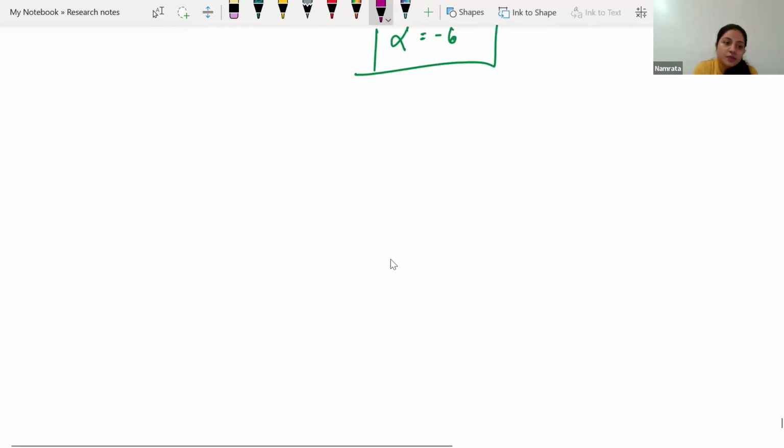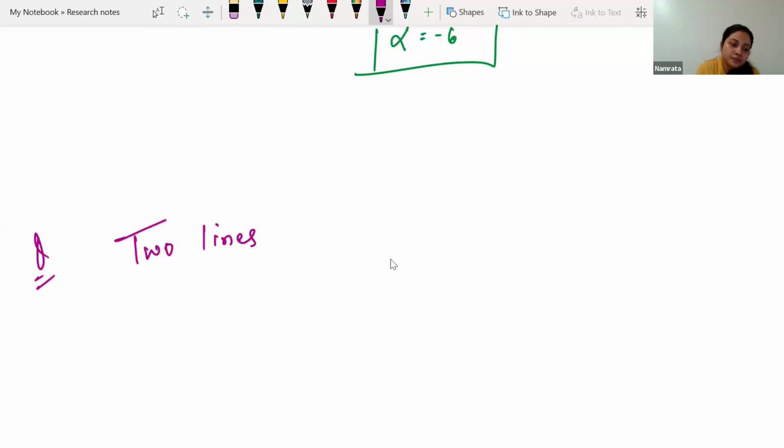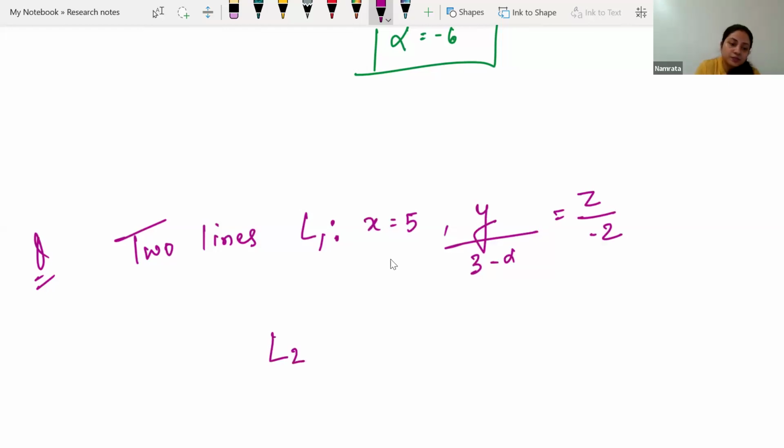Okay, let's proceed to the next question. The next question is two lines: L1, x equals 5, y, z 1 negative 2, and L2, x alpha, y, 1, z, 2 minus alpha.